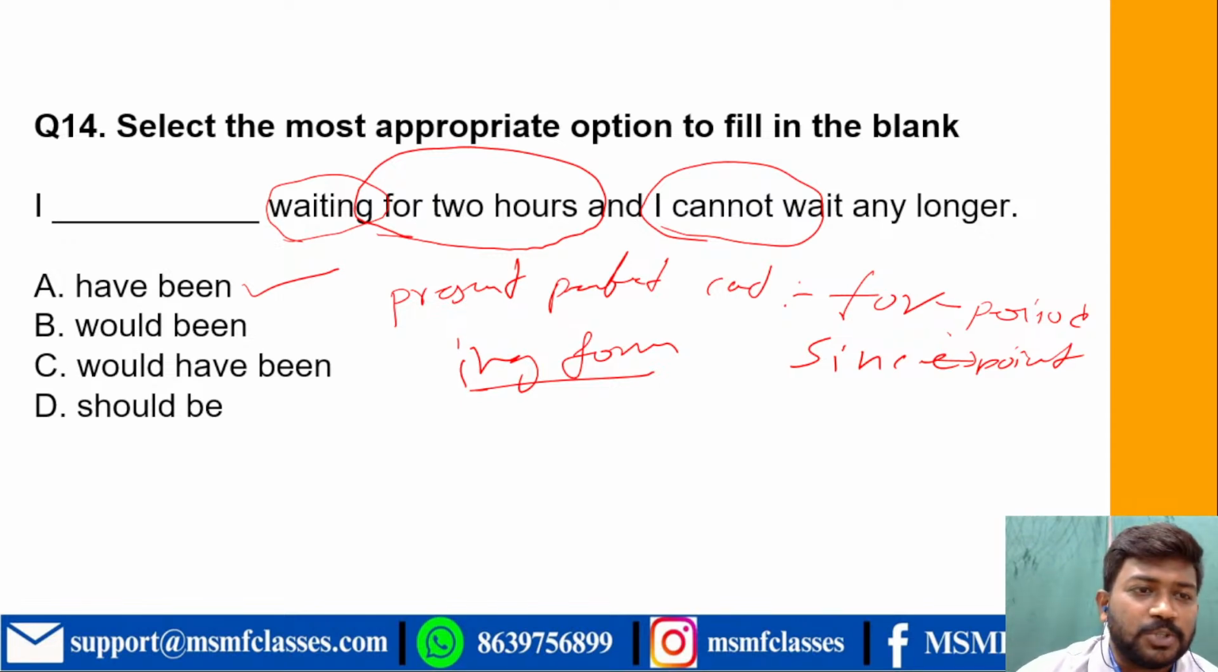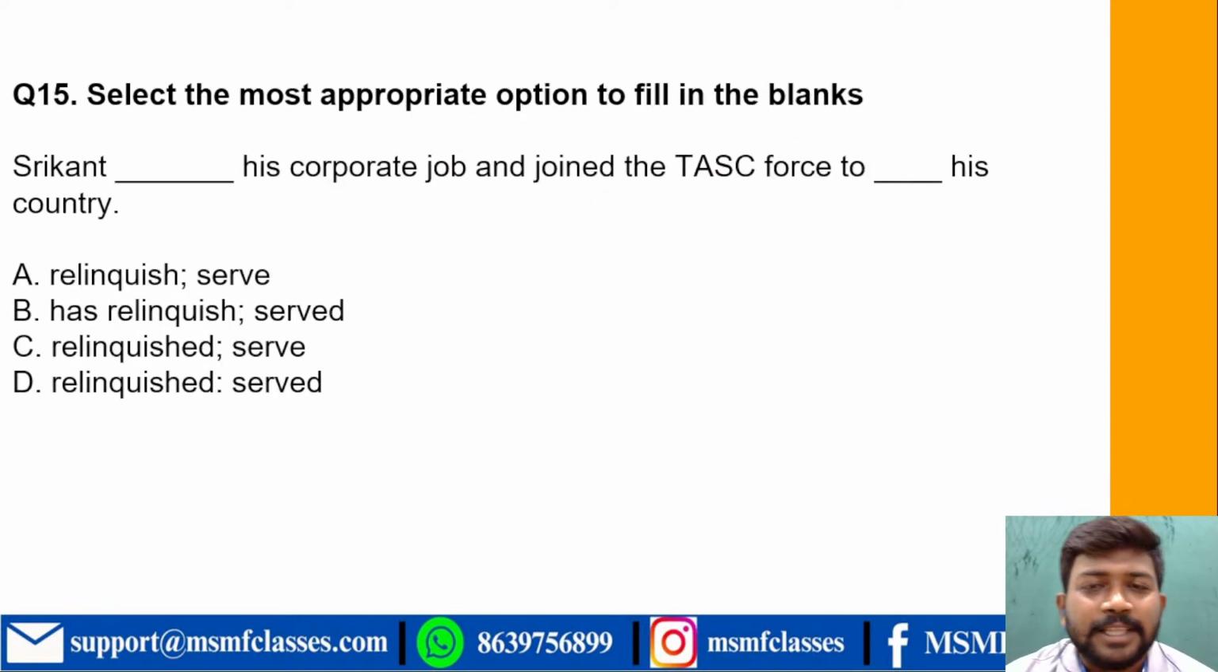Now let me move to the next question. Select the most appropriate option to fill in the blanks. So again, one more filler. Srikanth dash his corporate job and joined the TASC force to dash his country. Of course, what to do? It's a defense force, it's like army. So what do we do to his country by this? Two after two, what is the structure?